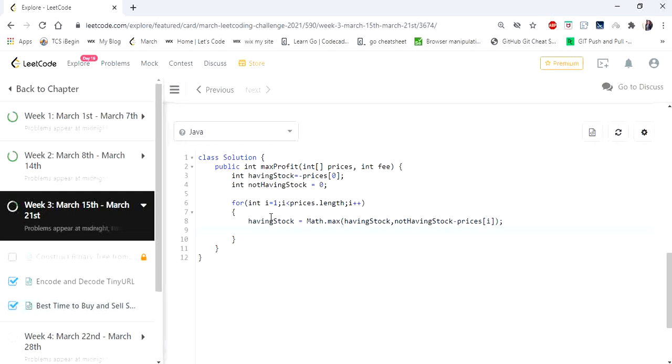Same way, if we are not going to have the stock, then whichever gives the maximum profit, either staying in the same state or selling the stock. So if we are selling the stock, then we are going to have the amount we had after buying the stock plus we'll get the price after selling the stock on that day. So after updating all that, we will have the maximum profit after having sold all the stock we had on hand. So that is going to be our output.